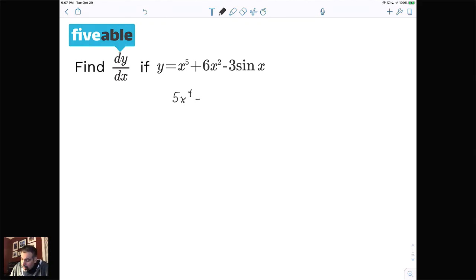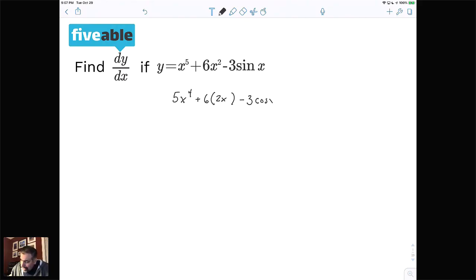Going to the next term, we're looking at 6x squared. I like to incorporate the free ride rule here, so I like to say 6 gets a free ride to the answer, and then we derive x squared, which again is a one step, so we're going to get 2x for the derivative of x squared. And when we go to the last term, minus 3 sine x, again, that negative 3 is a constant factor, so that's going to get a free ride. And now using our one step, the derivative of sine x is cosine x.